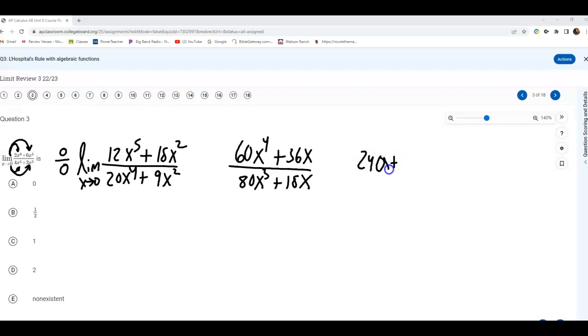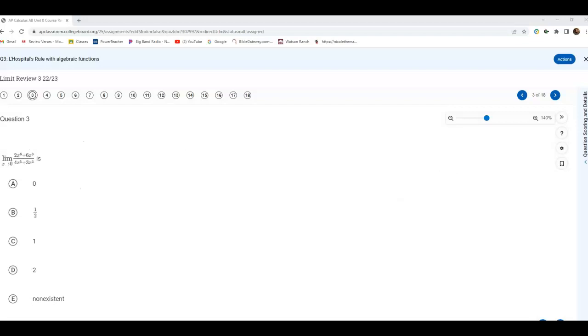240x plus 36 over 240x plus 18. And now this time if I plug in 0, only these pieces go away, and I'm left with 36 over 18, which is 2. Okay. Go ahead and move on to number 5. So that's L'Hopital, and you guys will use L'Hopital to work on number 4 as well.